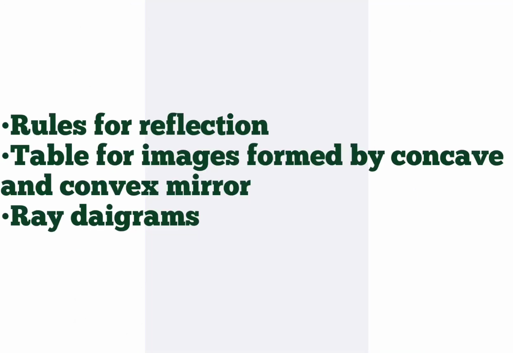So students, in this lecture we studied the rules for reflection, a table showing the position, nature and size of the image when the object is placed at different positions for concave and convex mirrors, and we showed the ray diagrams for each and every position for concave and convex mirrors. This topic is very important. Again, I am repeating that a 2-mark question is asked for drawing the diagrams. So you have to draw all the diagrams in your notebook and practice 2 to 3 times each diagram. This is the task given to you in this lecture.